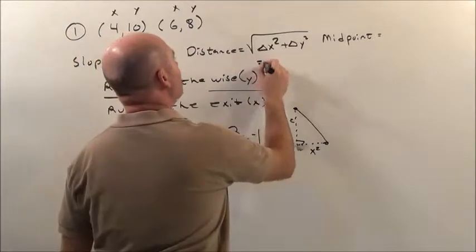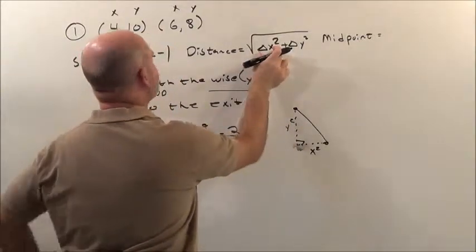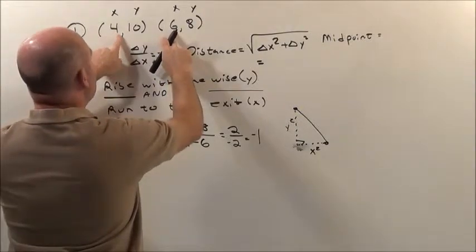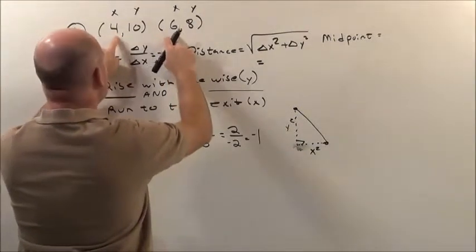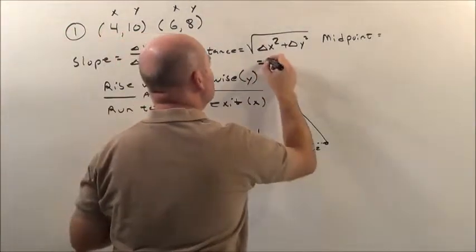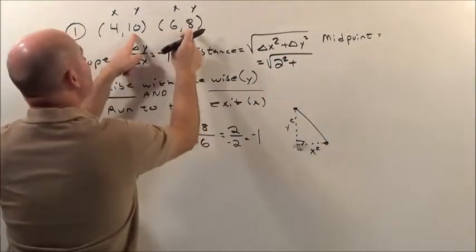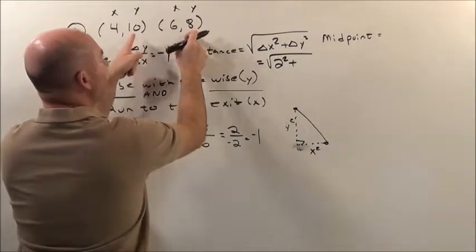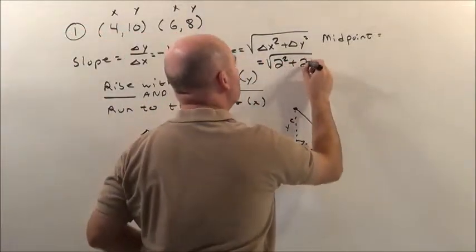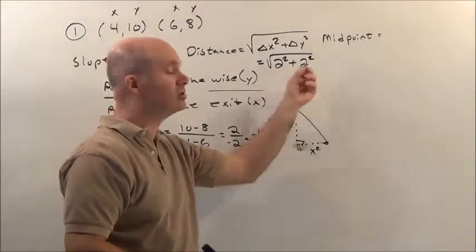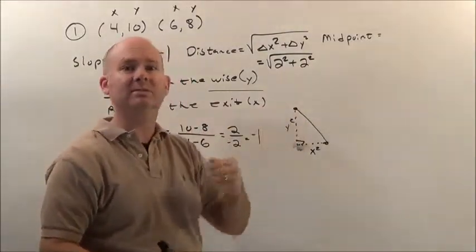So all we have to do is we come in here, we're going to do the change in our x's. Well, the x's go from 4 to 6. How far apart are they? The change. You go from 4 to 6, that's a change of 2. So simply do, it's the square root of 2 squared plus change in my y's, 10 to 8. That's a difference of 2 also squared. Doesn't matter about the negatives here because a negative 2 squared is going to be the same thing. Negative 2 times negative 2 is 4.